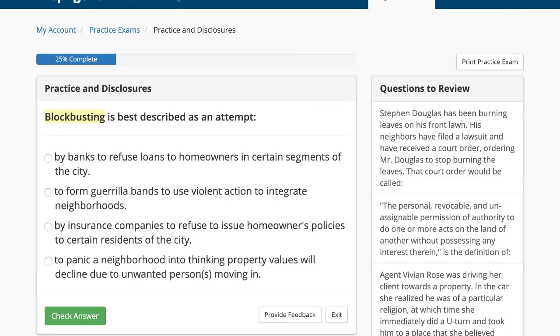Blockbusting is best described as intent, A, by banks to refuse loans to homeowners of certain segments of the city. B, to form guerrilla bands to use a violent action to integrate neighborhoods. C, by insurance companies to refuse to issue homeowners policies to certain residents of the area. Or D, to panic a neighborhood in thinking property values will decline due to unwanted persons moving in. All right, and this is an illegal act, and it is D.